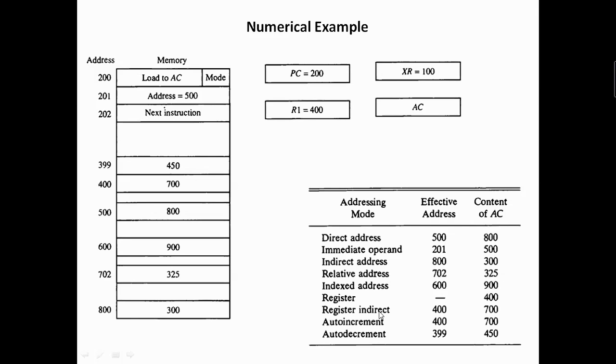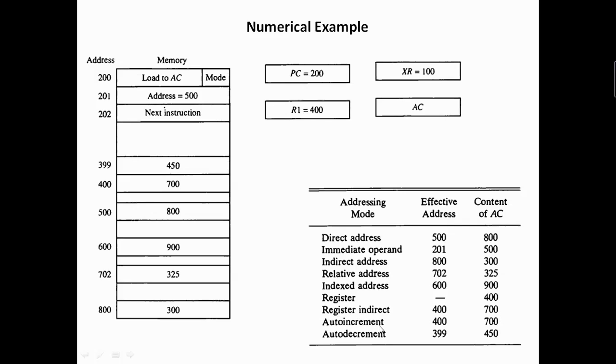Next is register indirect, which means that we go to the register, 400 is written there, but this 400 is not the operand, it is the address of the operand. So then we go to 400 in memory, we find 700, so the operand is 700. Address is 400 and the operand is 700.